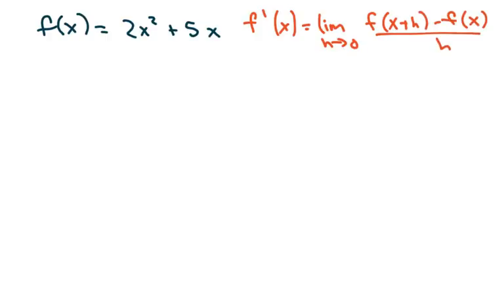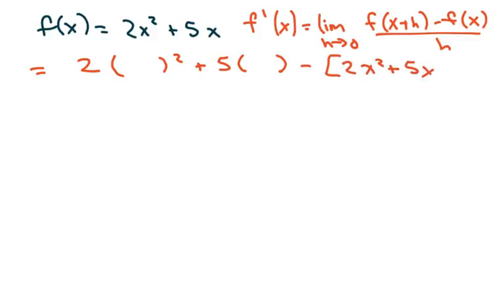All right, so here we go. This is going to equal, and what I do is I write 2 minus your whole function. And everywhere there's an x, we're going to input x plus h. And we should have closed that up.